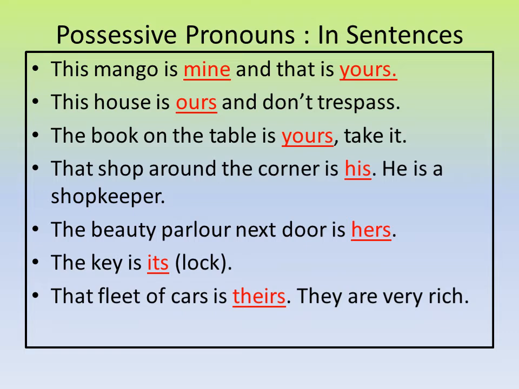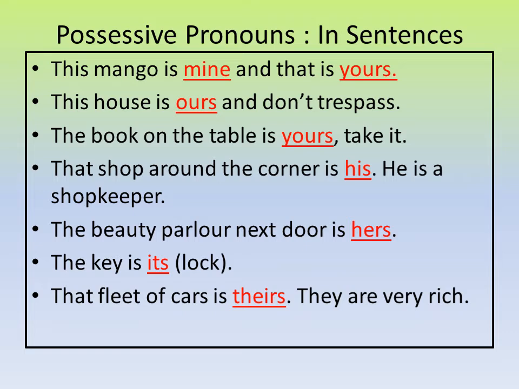That's it. The book on the table is yours. Take it. You. That shop around the corner is his. Masculine gender. He. He is a shopkeeper. The beauty parlor next door is hers. She. Feminine gender. The key is its.